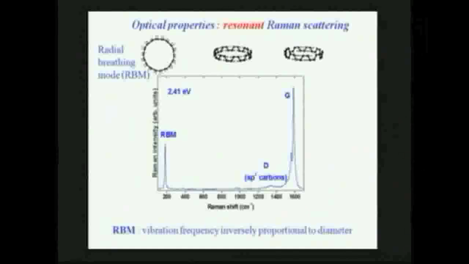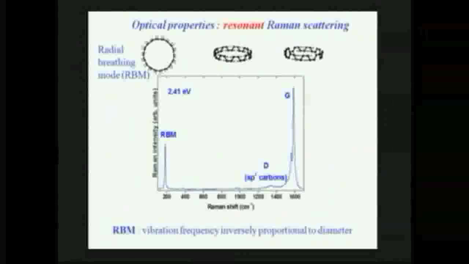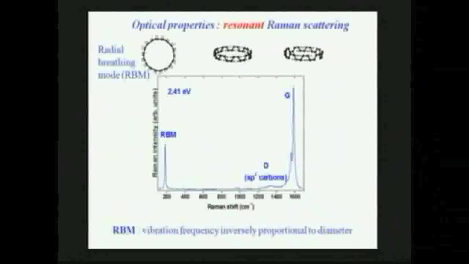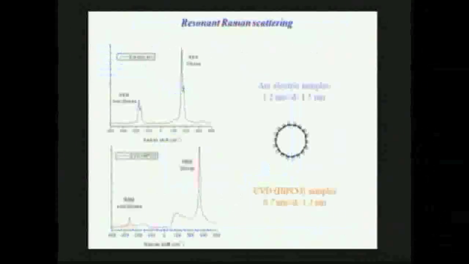Obviously, one key point is to have an accurate relation between frequency and diameter. So, I first show you an example, and then I show you how we can have this relation. Just to fix the ideas, these are two Raman spectra on two different kinds of samples. Here, this is the arc electric samples with nanotube diameter between 1.2 and 1.5. Here, this is a chemical vapor deposition sample with significantly smaller diameters.